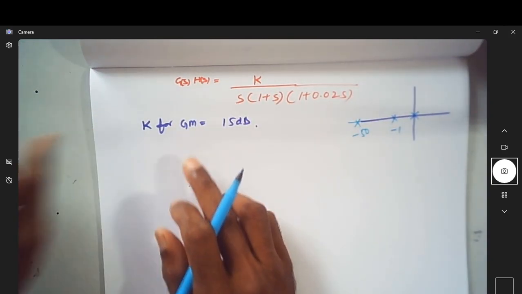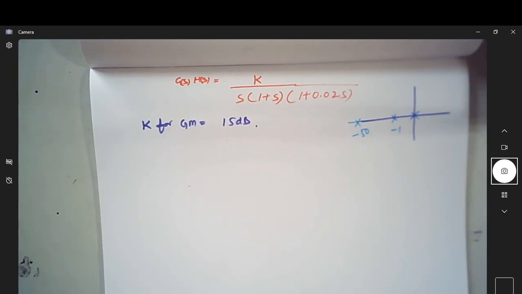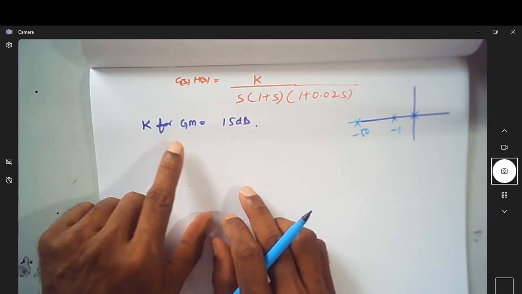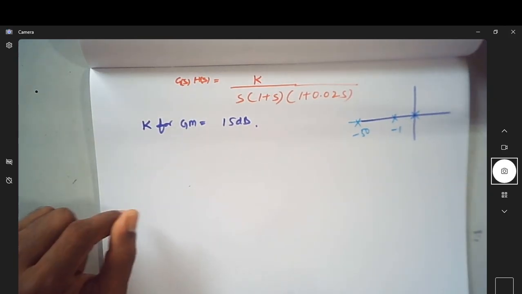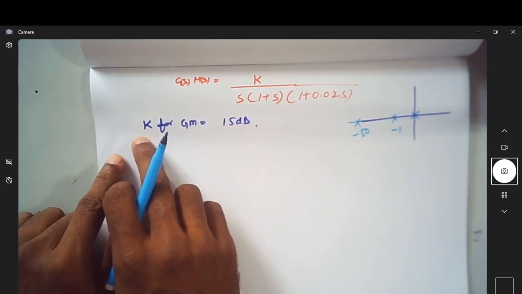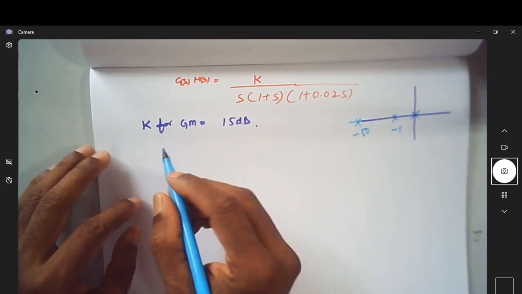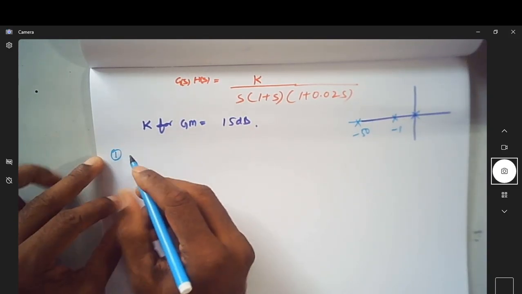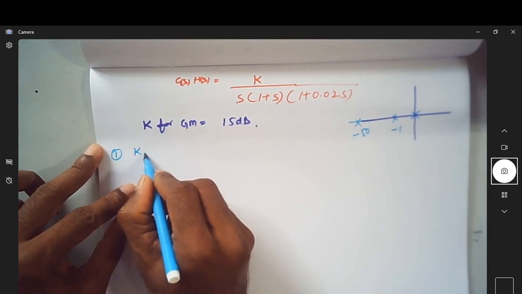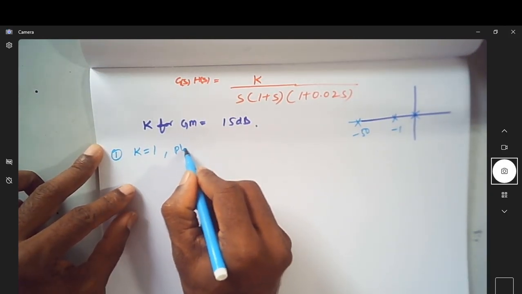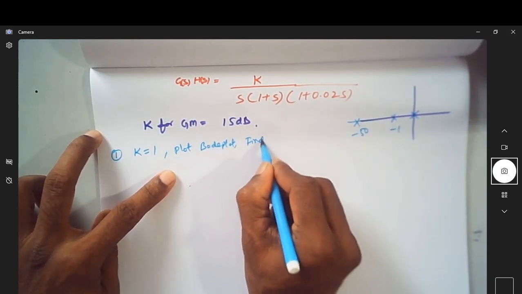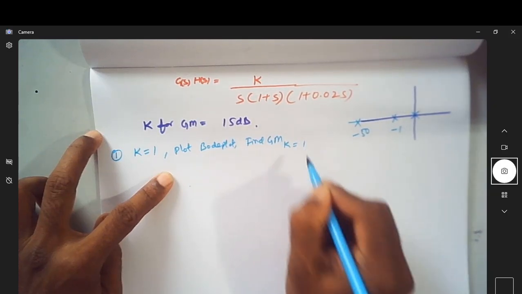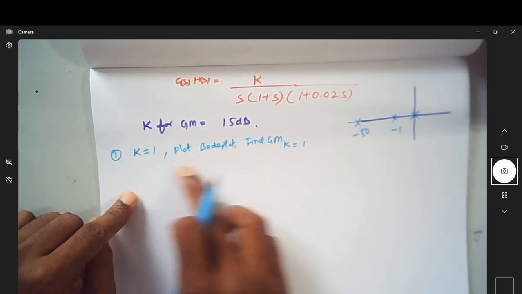In order to plot the Bode plot, we are supposed to know the value of K before we start, and then we can find the gain margin and phase margin. But here just the reverse is asked. We are asked to find the value of K for a gain margin of 15 dB. So first, let us assume the value of K as 1, plot the Bode plot, and find the gain margin for K equal to 1. This is the first thing you have to do.